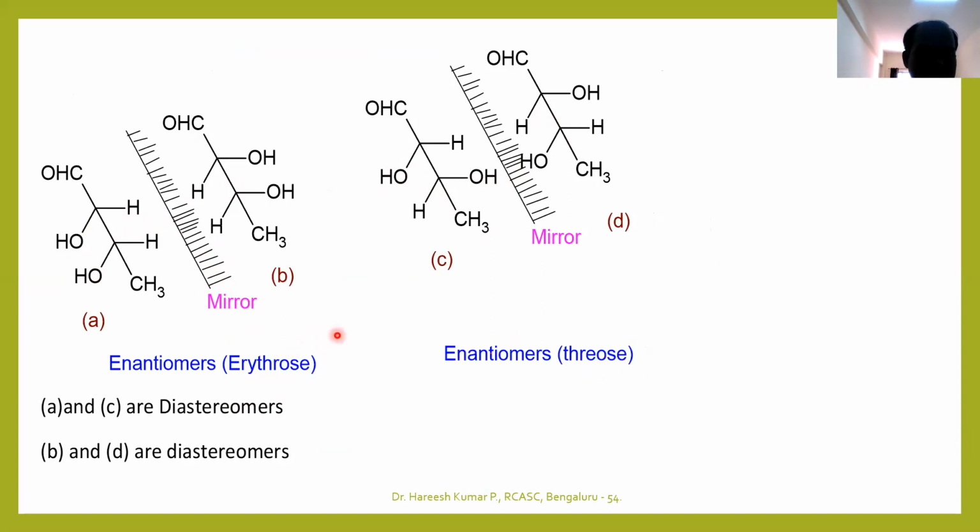Okay. So more particularly, you can consider this as a mirror, and these two are mirror images, isn't it? So these two are mirror images and non-superimposable. Non-superimposable mirror images to each other are called enantiomers. So that means these two are enantiomers. And similarly, you can take these two.